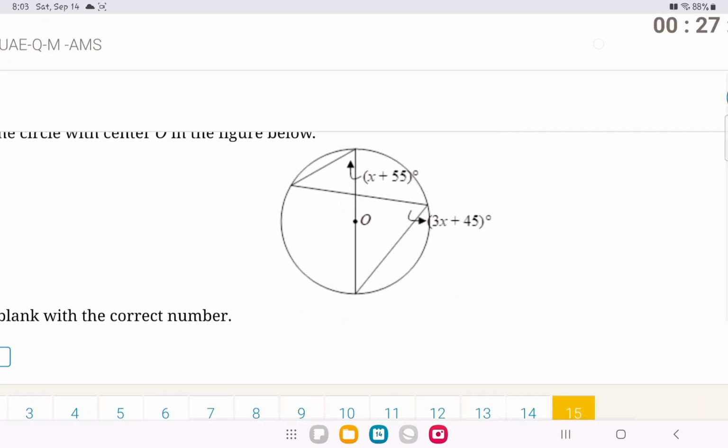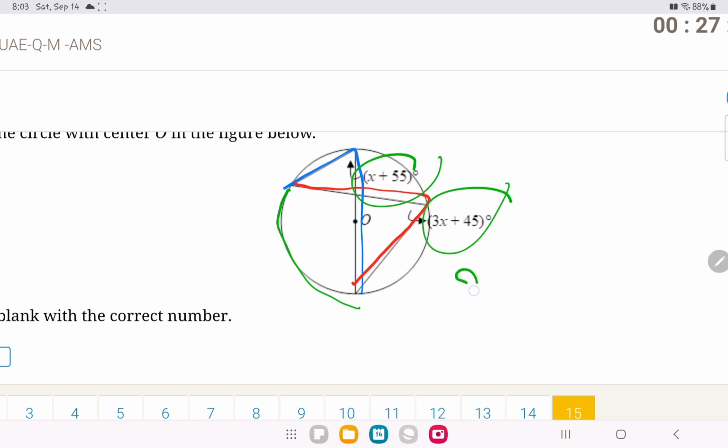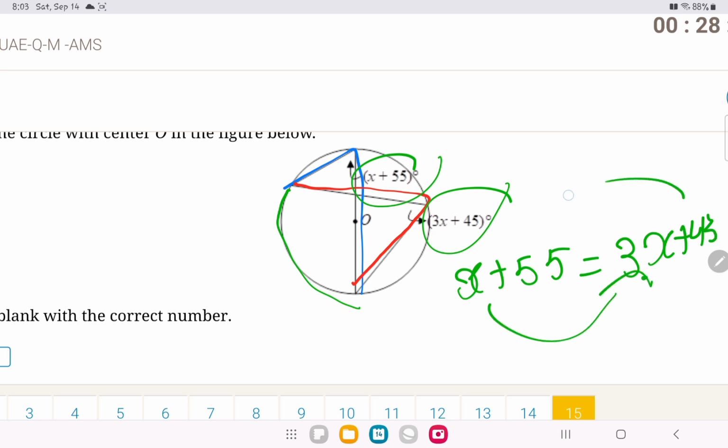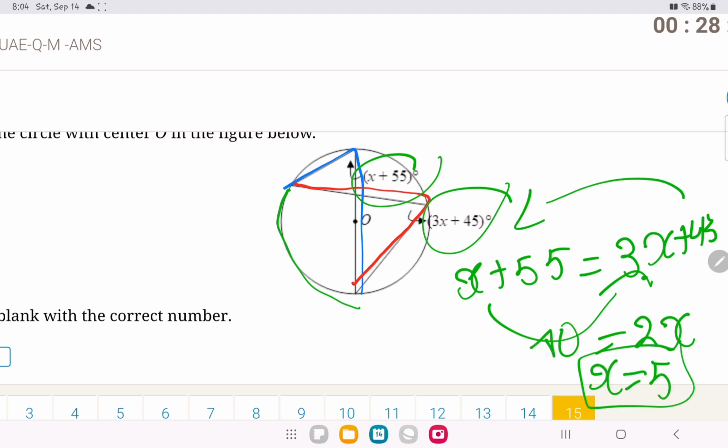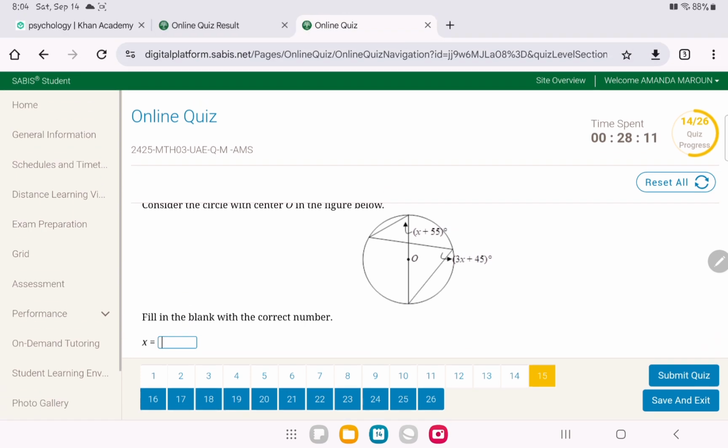Question number 15, it's like we explained previously. We have 2 inscribed angles, okay, and these inscribed angles, they are touching the same arc, so then definitely they have the same measure. So x plus 55 is equal to 3x plus 45. Then we move this here, move that there. We have 2x is equal to 10, so then x is equal to 5. X is 5.